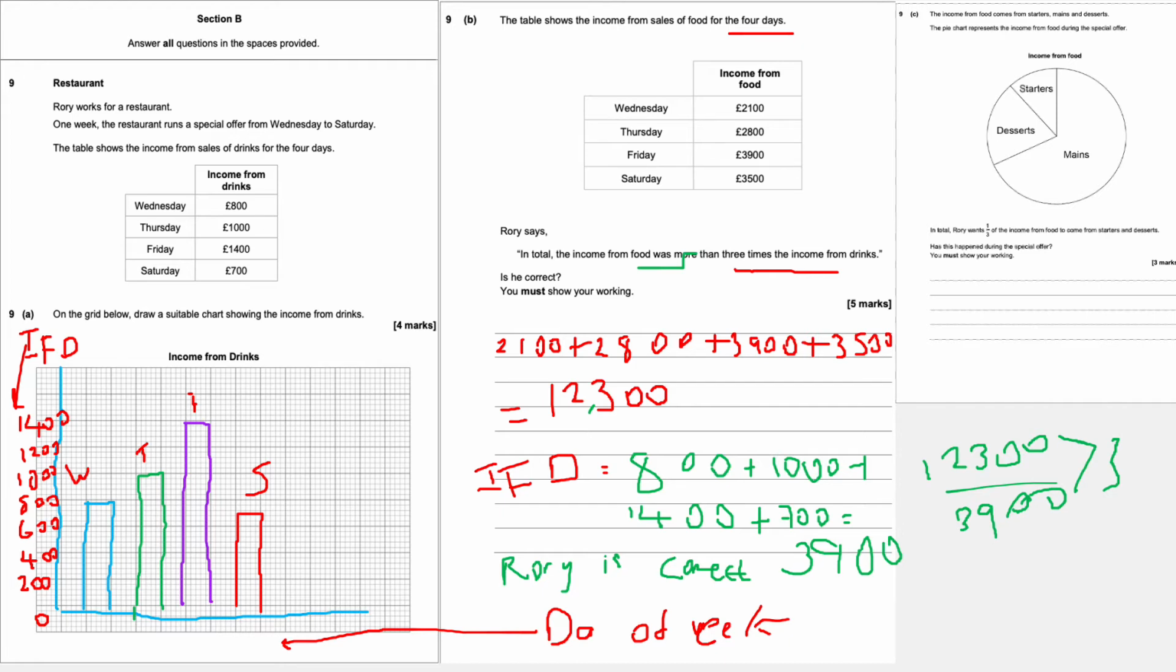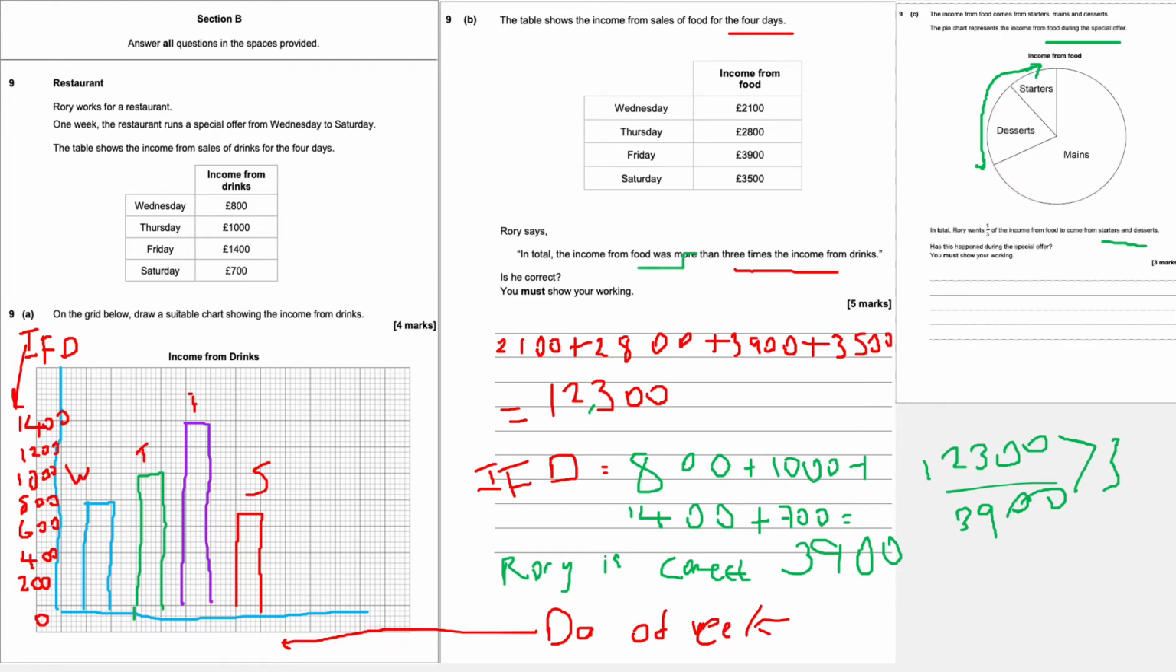Okay, question number 9C. Sorry if it's a bit small, guys. The income from food comes from starters, mains, and desserts. The pie chart shows the income from food during the special offer. In total, Rory wants 1/3 of his food to come from starters and desserts. So he wants 1/3 to come from this total.